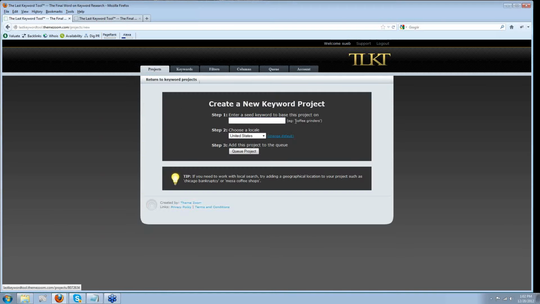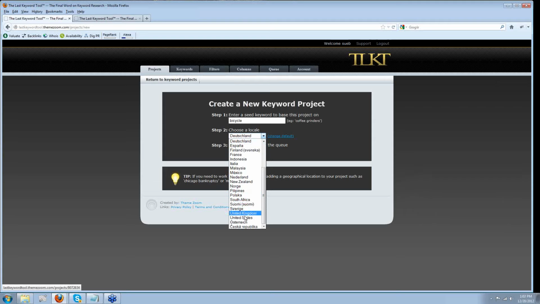So when you create a new project, you want to enter your seed term, obviously. Let's say bicycle. And then you can pick your locale. Picking your locale will also pick your language. So for example, if you pick Deutschland, it'll be in German. If you pick Spain, it'll be in Spanish.